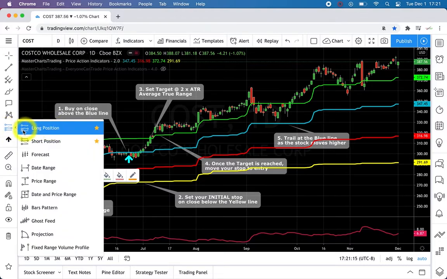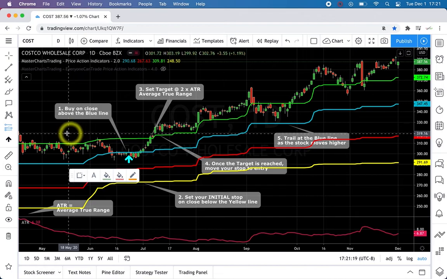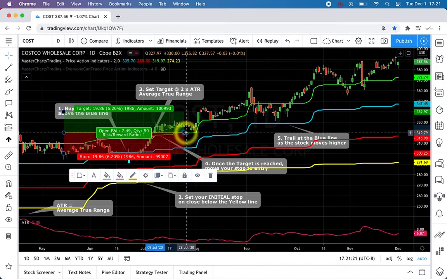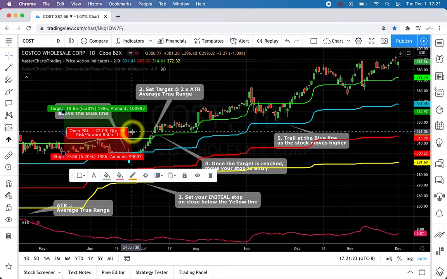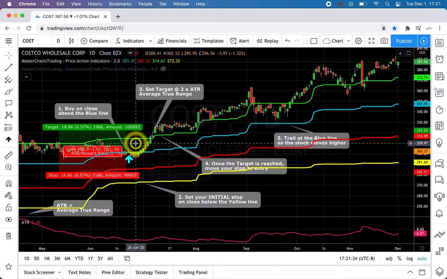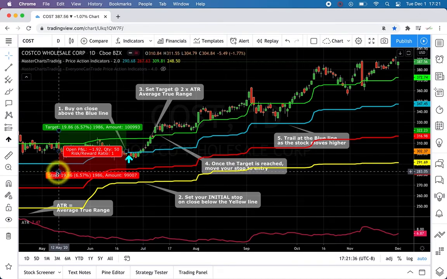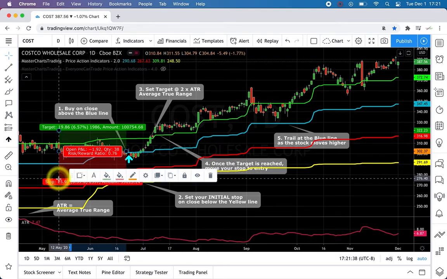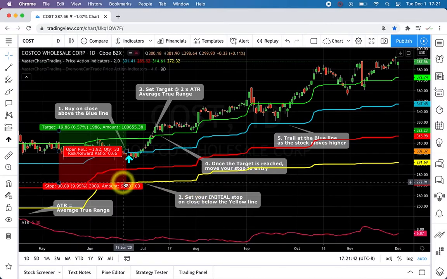It's called long position. We're going to grab the long position tool, and just click anywhere. I'm going to make it a little bit smaller so it's easier to see, and we're going to move it to where we're buying it. In this case, we're buying it at around $300 right there. Now, I want to drag my stop to the yellow line. So there's my stop. I dragged my stop to the yellow line.